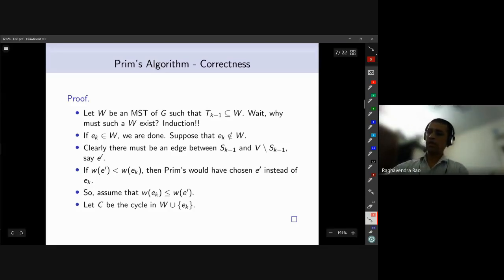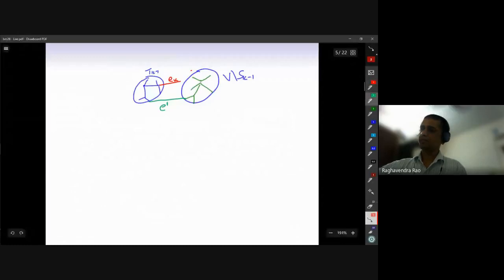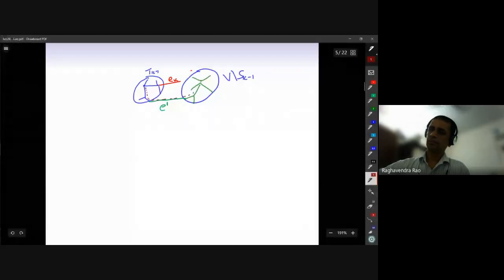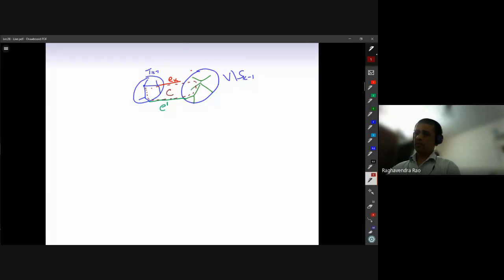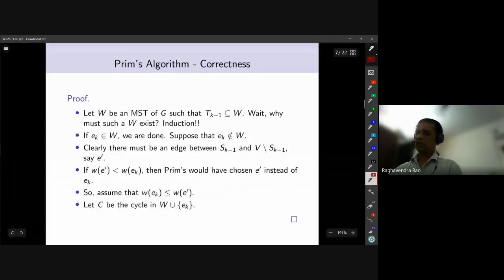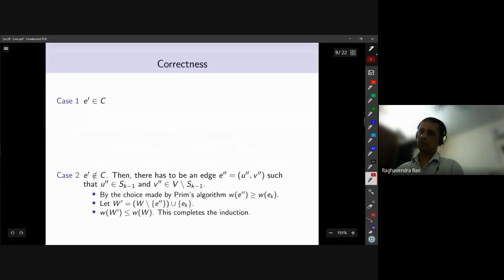Yeah. So let's call it C. So C is our fundamental cycle here. This is C. Okay. So now we just look at various scenarios here. Okay. So either E prime is in C or not.